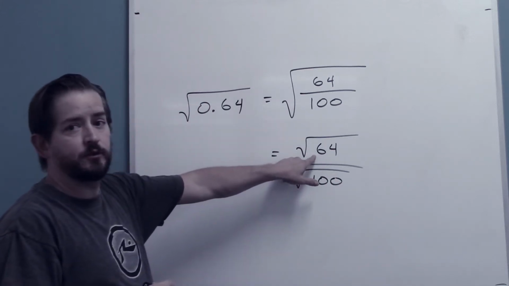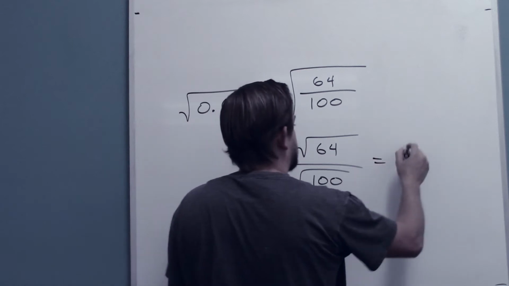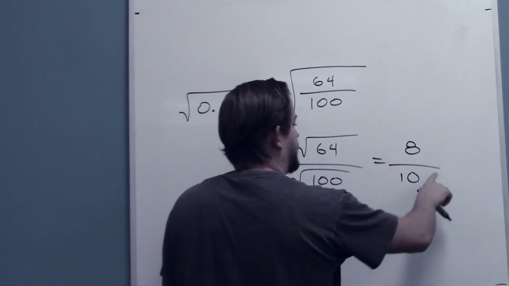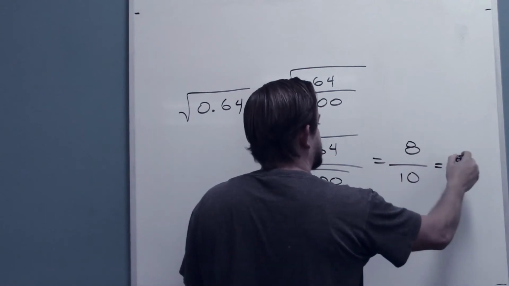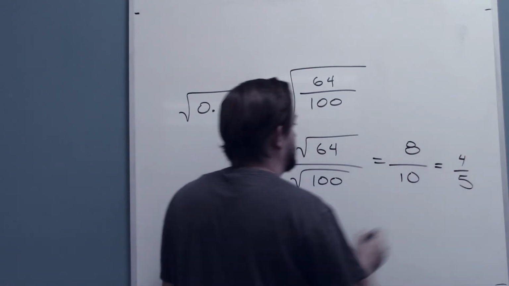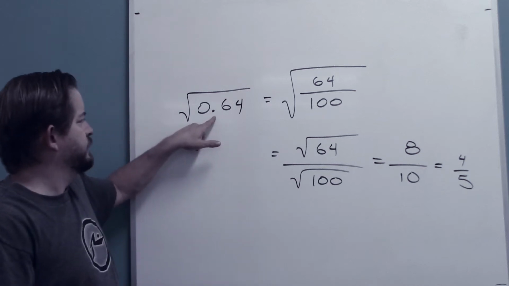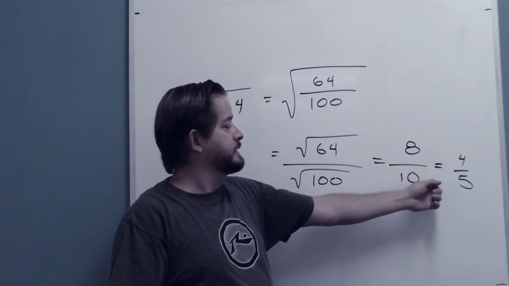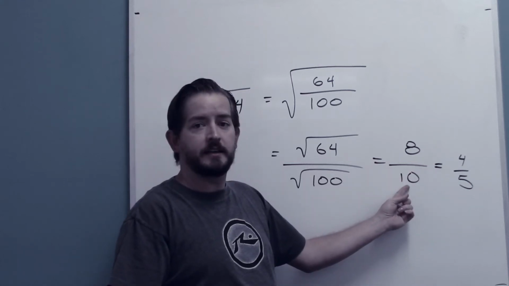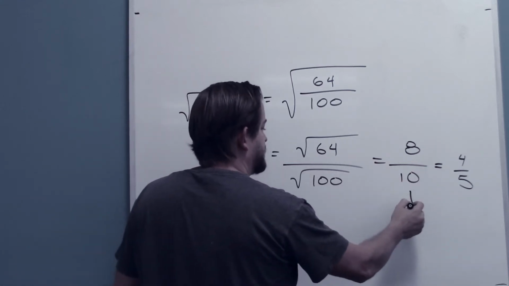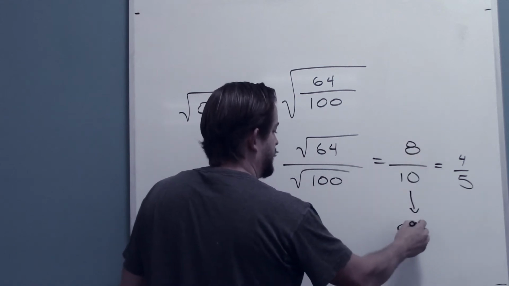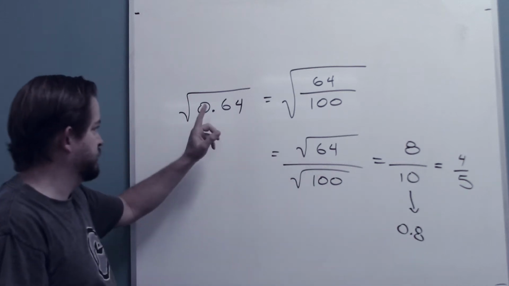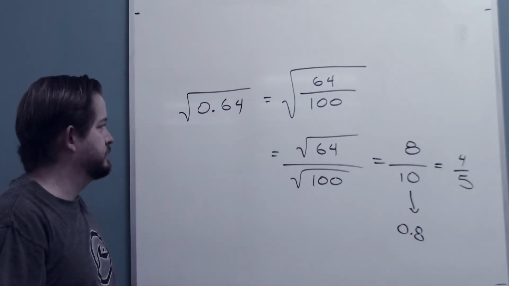The square root of 64 is 8. The square root of 100 is 10. And then I can simplify this. 8 over 10 is the same as 4 over 5. And therefore the square root of 0.64 is 4/5. If I want to answer this as a decimal, I can backtrack to 8/10, which I can rewrite as 0.8. And I can verify that: 0.8 multiplied by 0.8 is going to give me 0.64.